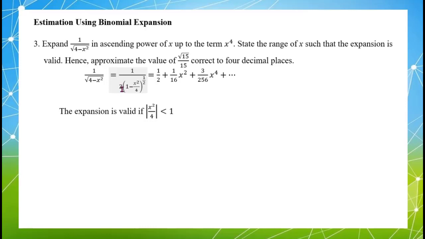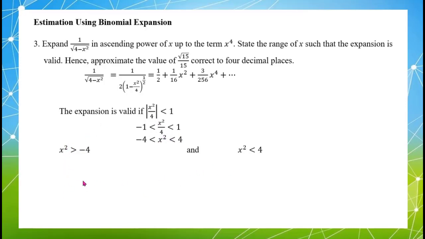Then to find the value of x, we must take from here, which is x^2/4 less than 1. Then we find that x^2/4 is greater than negative 1 and less than 1. Then when we shift the 4 to the other side, we find that x^2 is greater than negative 4 and less than positive 4. Since we are not able to solve this inequality directly, we need to separate this inequality into 2. That is, x^2 is greater than negative 4 on the left hand side and x^2 less than positive 4 on the right hand side.